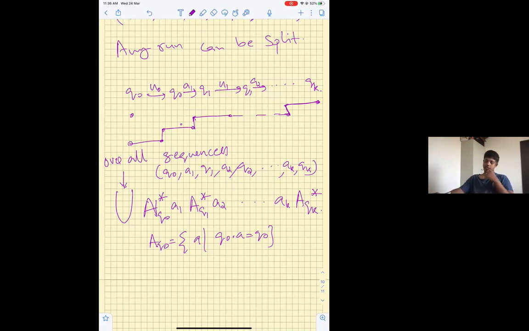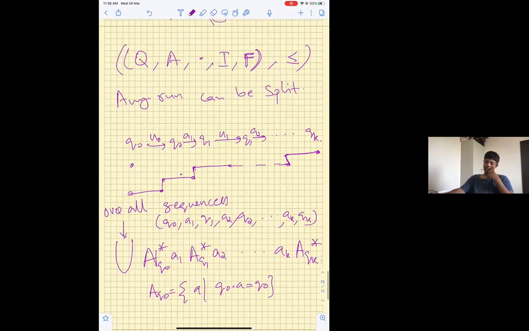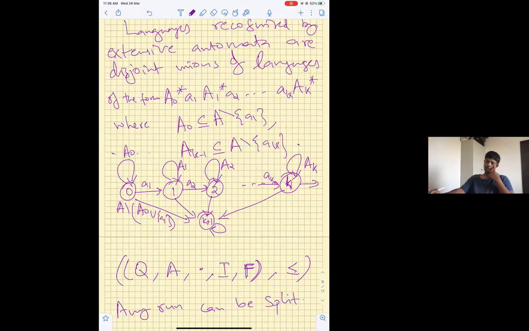So actually here one problem I see is that I have stated the definition of extensive automata for a deterministic automaton. But when I come here, if I have a disjoint union, I will have to take a disjoint number of such automata, and that will be non-deterministic. You understand my problem?